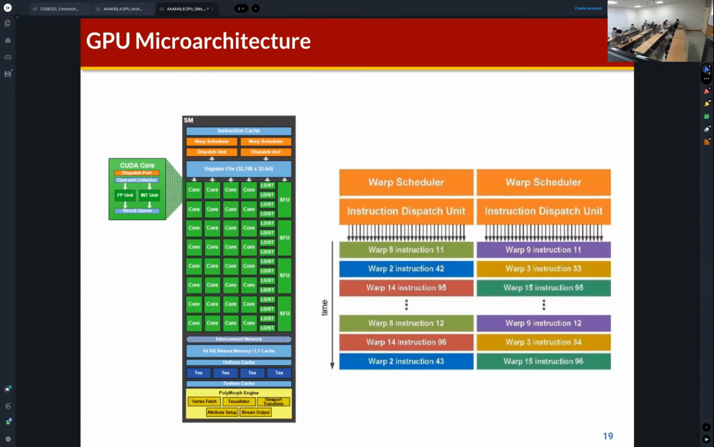This is actually the Fermi architecture. I will explain based on the Fermi, because when GPGPU-Sim was first developed, it was developed based on the Fermi architecture. Now they announced new versions of the GPGPU-Sim, like GPGPU-Sim 4, but the original GPGPU-Sim was developed based on the Fermi architecture.